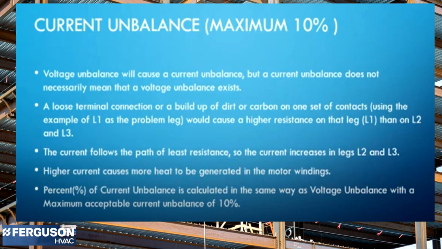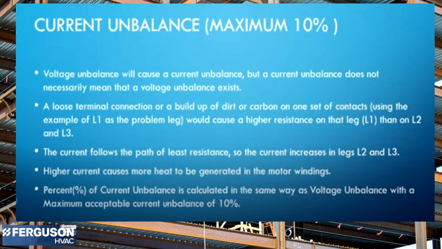A loose terminal connection or a buildup of dirt or carbon on one set of contacts, using the example of L1 as the problem leg, would cause a higher resistance on that leg, L1, than on L2 and L3. The current follows the path of least resistance, so the current increases in legs 2 and 3. Higher current causes more heat to be generated in the motor windings.